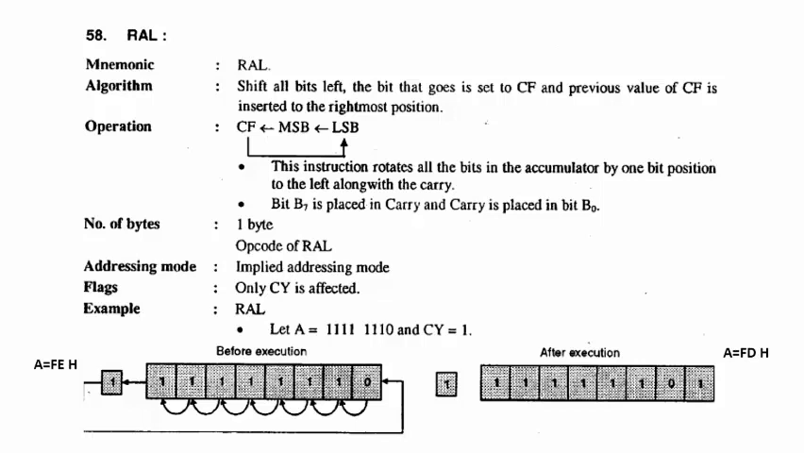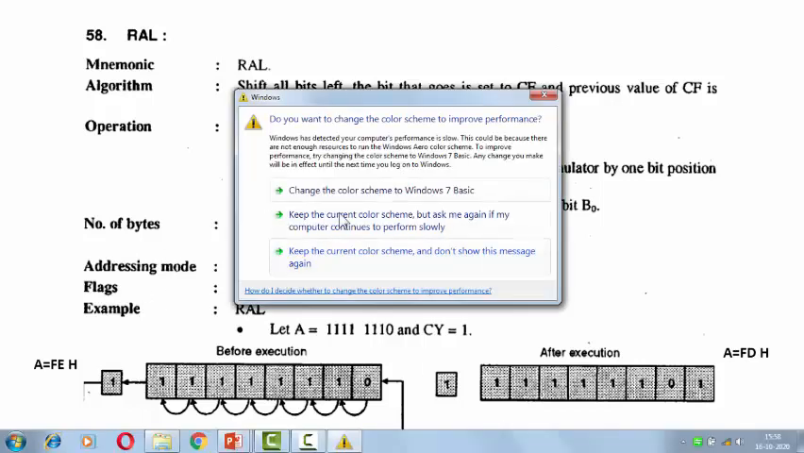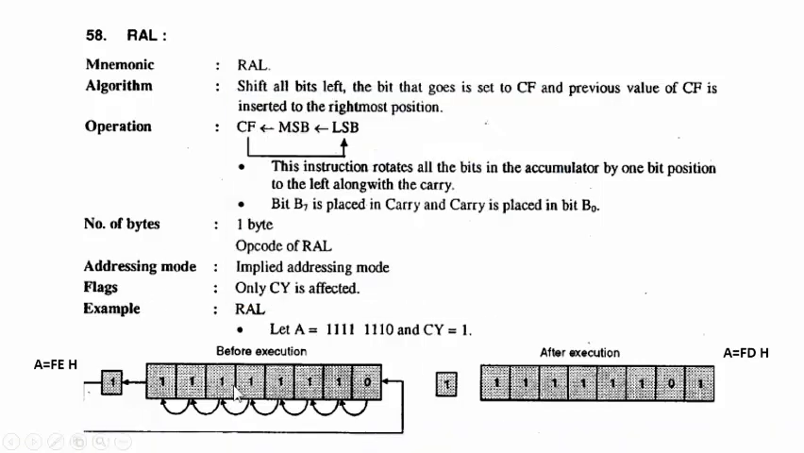The next category of rotate instruction is RAL, rotate accumulator left through carry. The instructions that we have discussed previously are with carry. This RAL means rotate accumulator content left through carry. We'll see what the difference is between with carry and through carry.